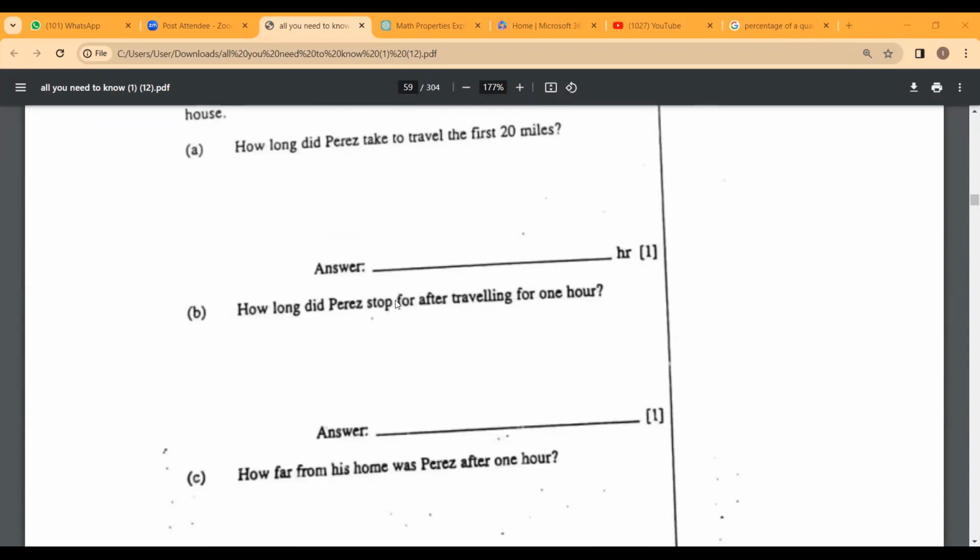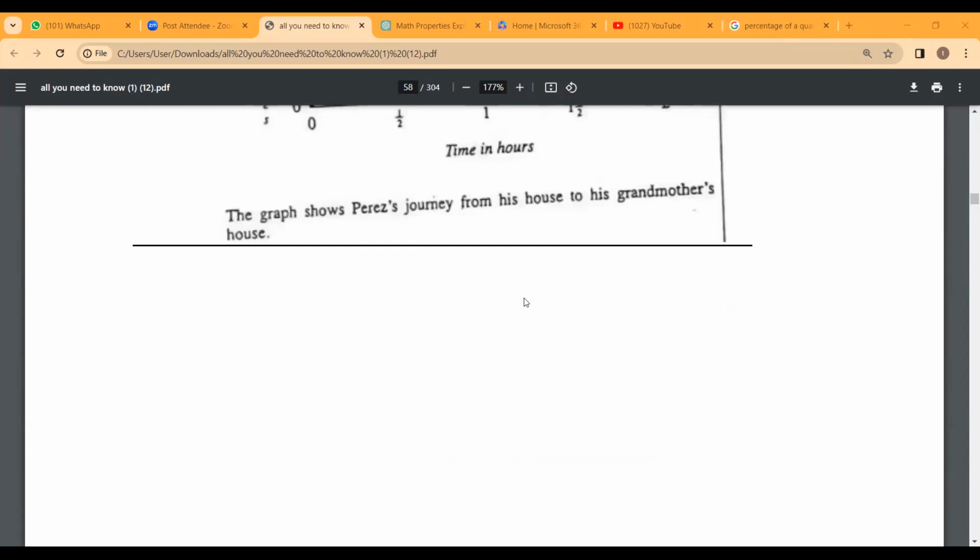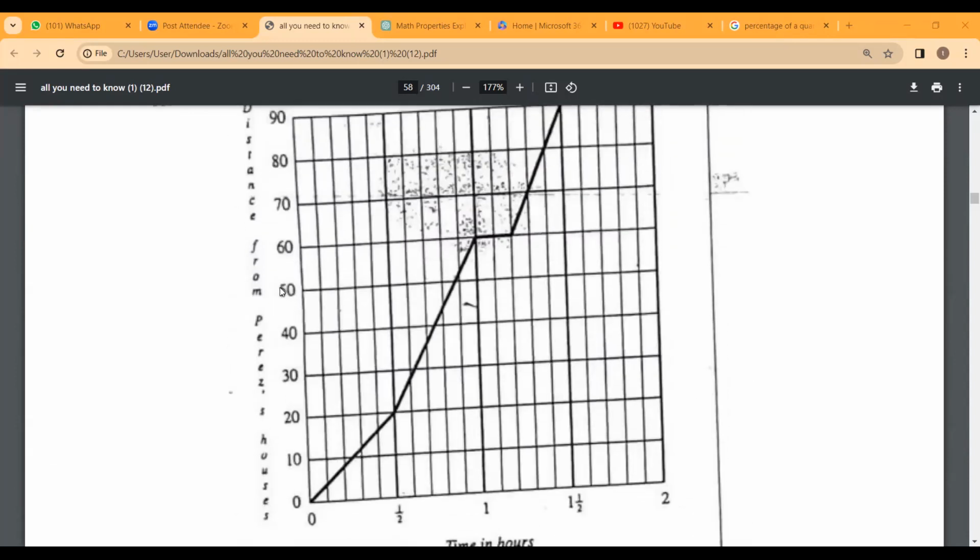How long did Perez stop for after traveling for 1 hour? How long did he stop? So we traveled for 1 hour. How long did we stop? 30 minutes. So this right here, right?